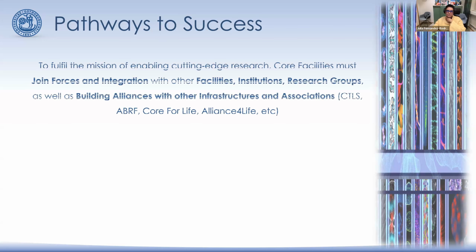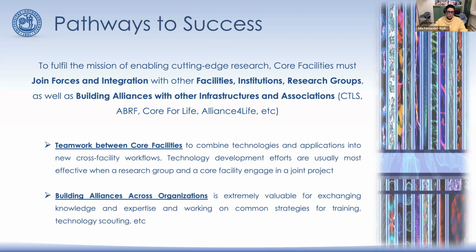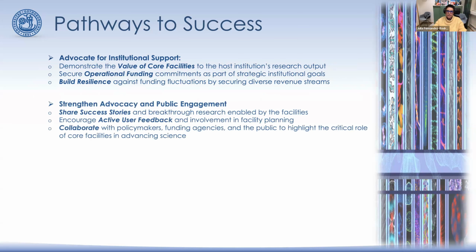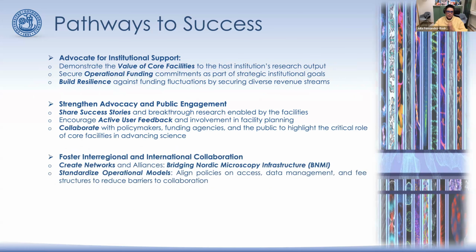Pathway to success. First, join forces and integrate with other facilities, alliances and infrastructure associations. Teamwork between core facilities and building alliances, as I say. Advocate for institutional support; I think this is important. Value core facilities, operational funding and building resilience. Strengthen advocacy for public engagement, which is important as well, and gather user feedback and collaborate with policymakers and funding agencies.